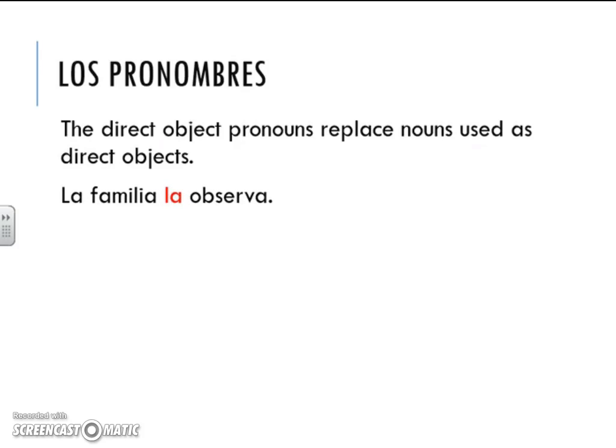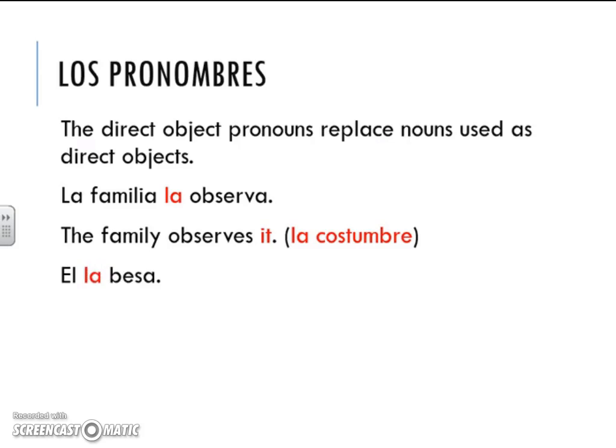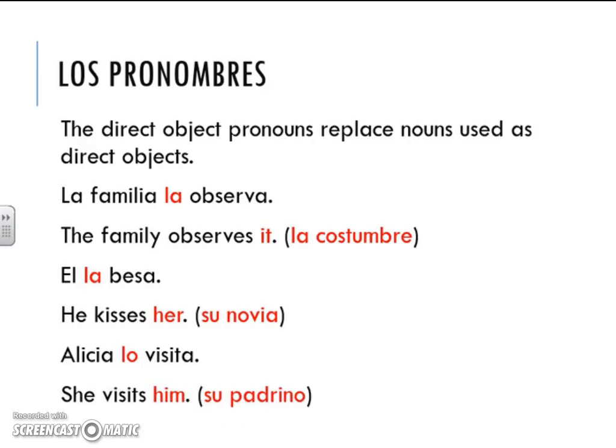So here are our example sentences. La familia la observa, which means the family observes it, referring to la costumbre. So somewhere along the line you already referred to la costumbre. You don't need to keep saying that over and over and over. That would be very, very redundant. So you can just say the family observes it. In Spanish we say la familia la observa. Another example is él la besa, meaning he kisses her, his girlfriend. Alicia lo visita, meaning she visits him, her godfather. Okay, so since they were mentioned before, we can replace them with direct object pronouns. So what you see there in red are the direct objects and the direct object pronouns.